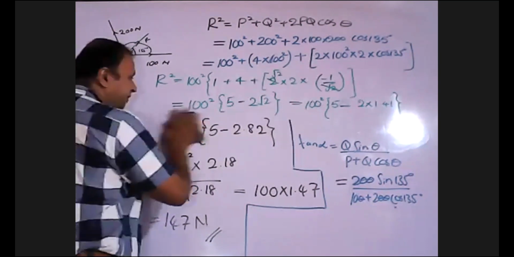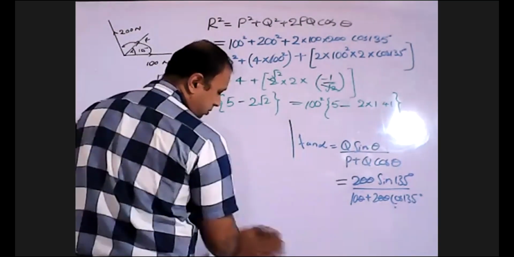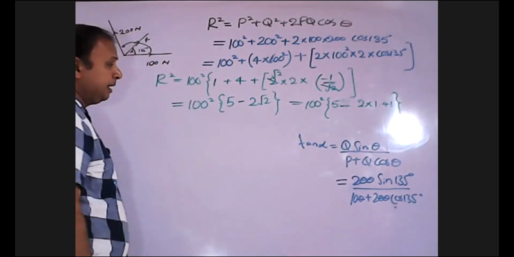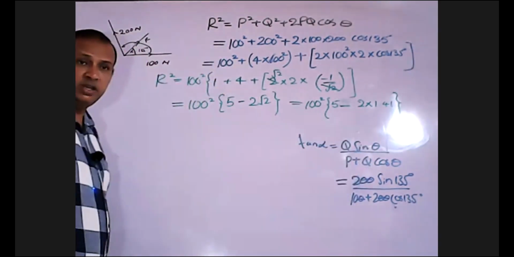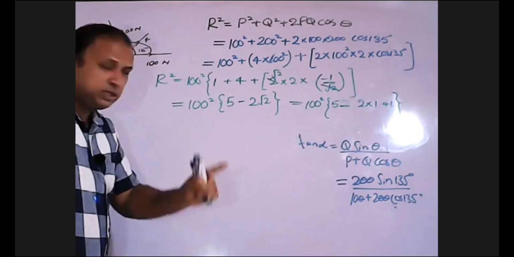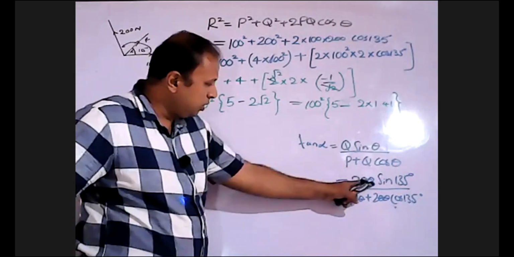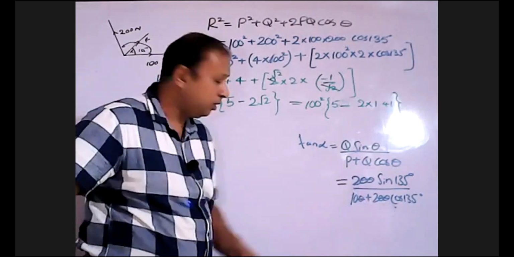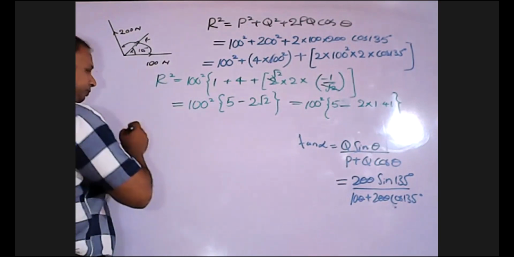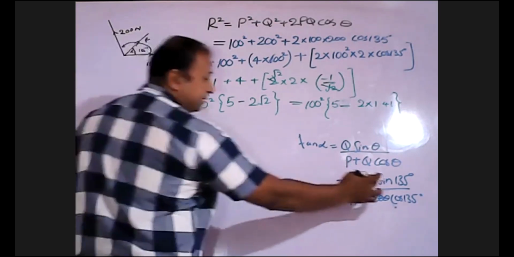Okay. I will use this. Now I have to find the angle. So Q sin theta over P plus Q cos theta. Q means 200. Therefore, 200 sin 135 over P plus Q cos theta. P is 100. So 100 plus 200 cos 135. There are 2 zeros, so they will be cancelled out. Then I will have tan alpha is equal to 2 times sin 135.